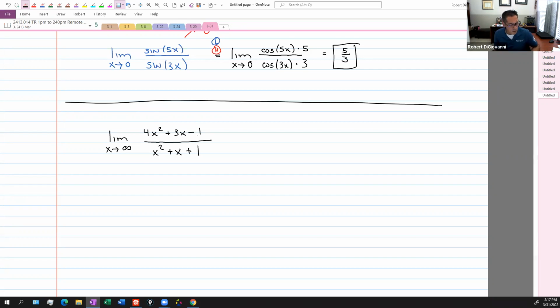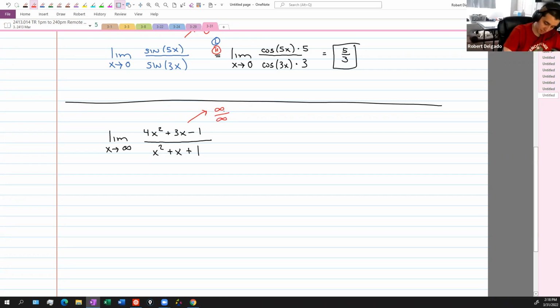Where's x going here in this limit? Not 0, right? x is going to infinity. So where does the numerator go? Infinity. Where does the denominator go? Infinity as well. Everyone okay with that? I mean, we've done those in the past. Everyone see we have infinity over infinity?